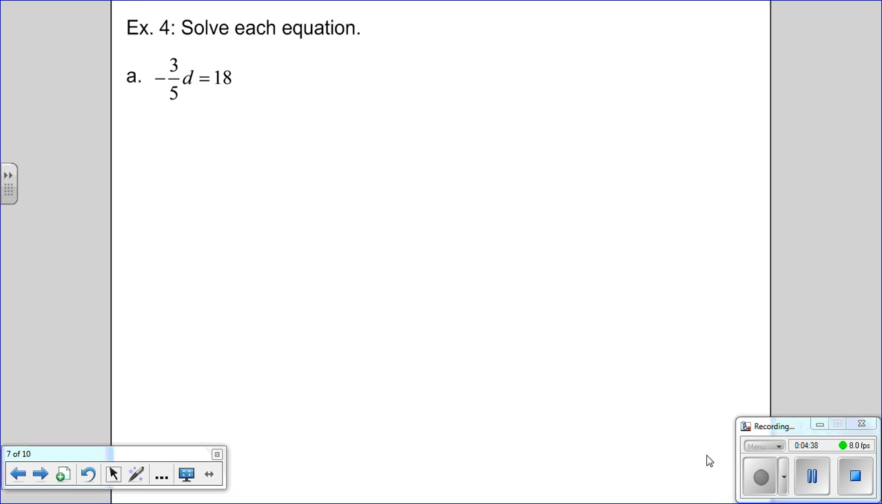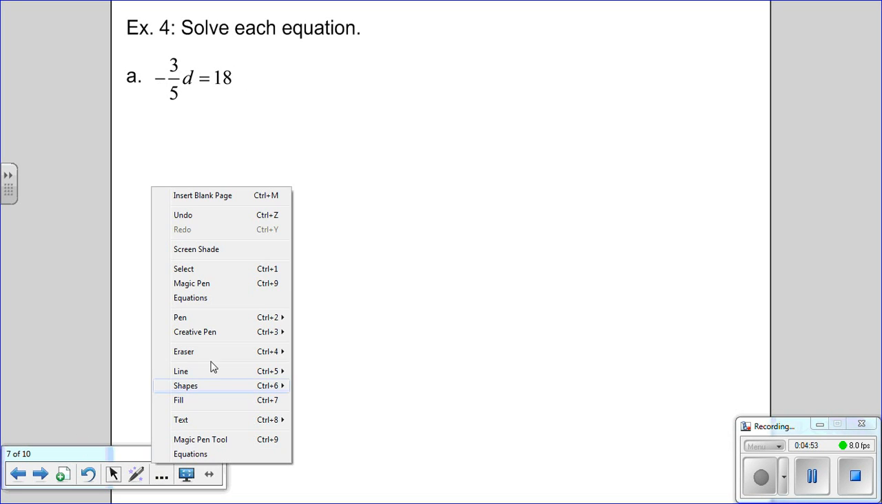And the last thing that we're going to work on today is solving equations. I've got a variety of equations here that we can solve. So letter A, we need to find the value of d that makes this equation true. Negative 3/5 d equals 18.